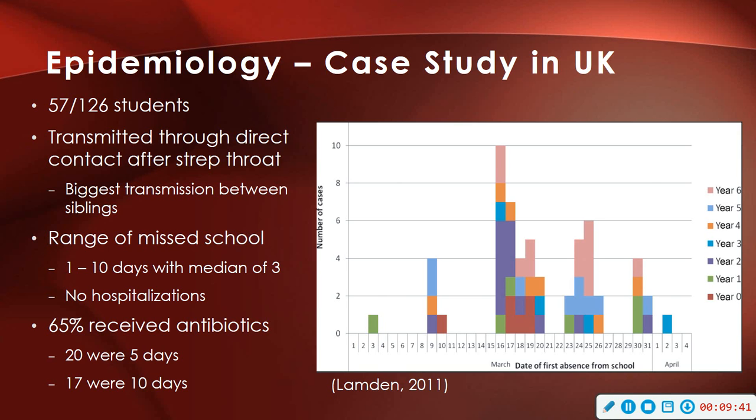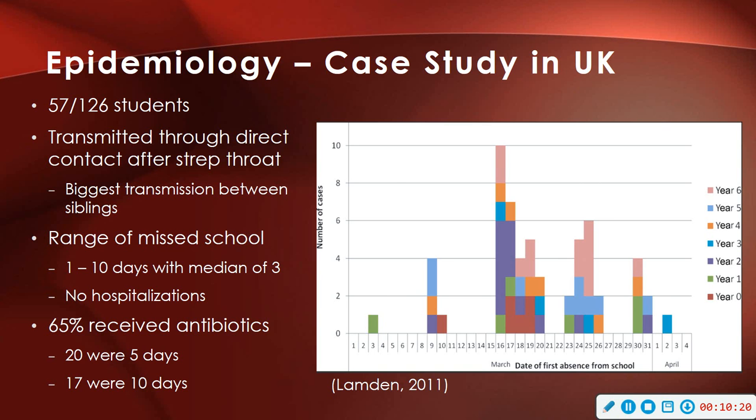What they did discover was that it was being transmitted through direct contact, and this happened right after they had an outbreak of strep throat. So strep throat was going around school, and then all of a sudden everyone was getting scarlet fever. They did notice that the biggest numbers of transmissions were between siblings, which makes sense, because siblings are probably not as hygienic or healthy around each other as they would be with other children.